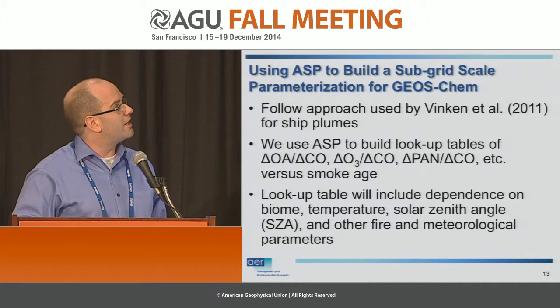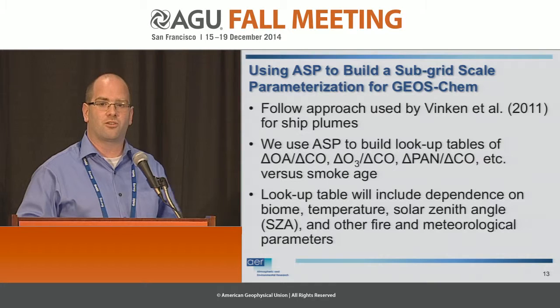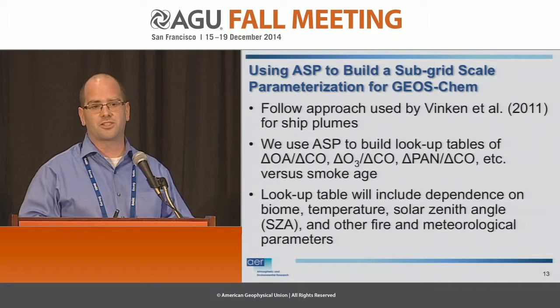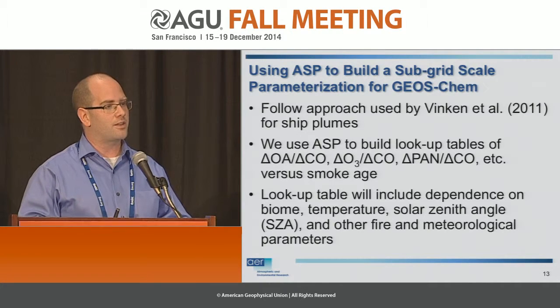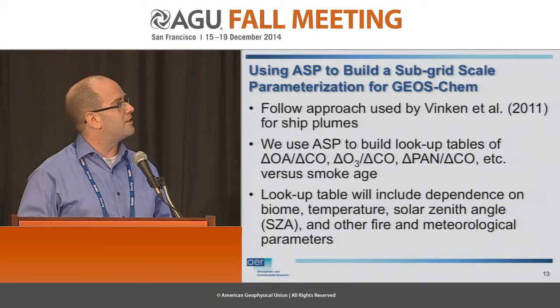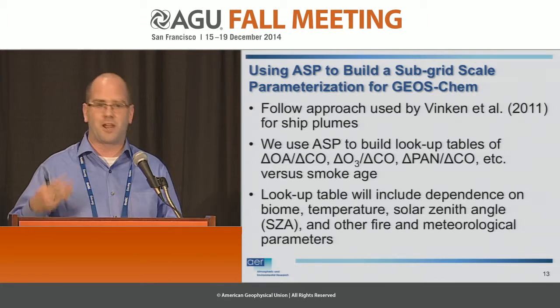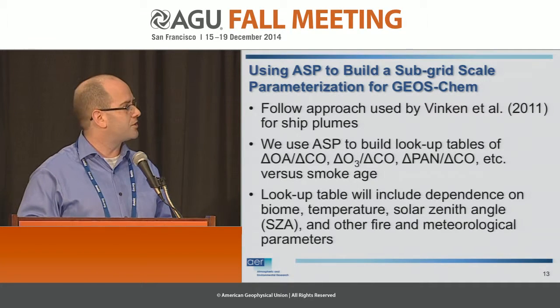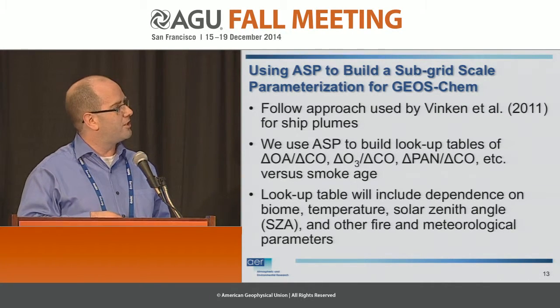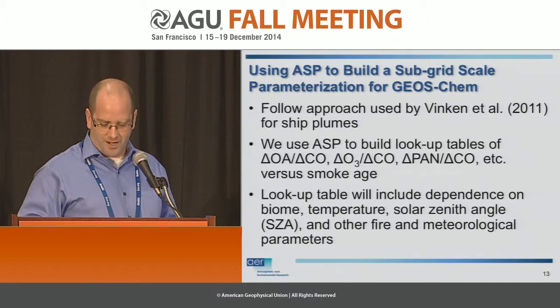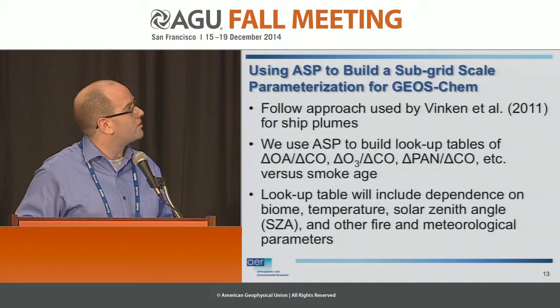So I just wanted to also take a few minutes to talk about how we're trying to use this model to parameterize this subgrid scale chemistry into larger scale models. So we're working with Catherine Travis over at Harvard to implement a parameterization into GEOS-Chem, following the approach that was used by Vinken et al. for ship plumes, where we use the plume model to develop lookup tables of the formation of ozone, PAN, organic aerosol, and whatever other species we're interested in versus smoke age, with dependence on the biome, the temperature, the solar zenith angle, and whatever other fire and meteorological parameters turn out to be important.